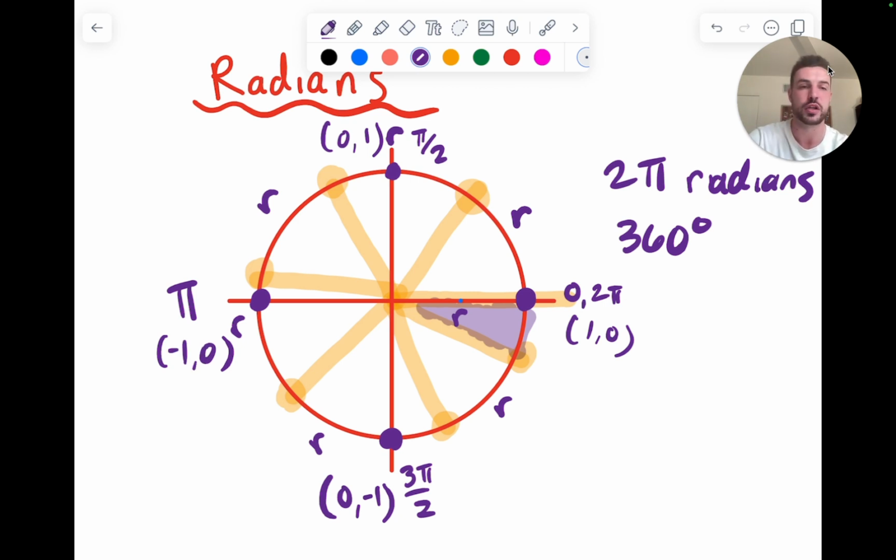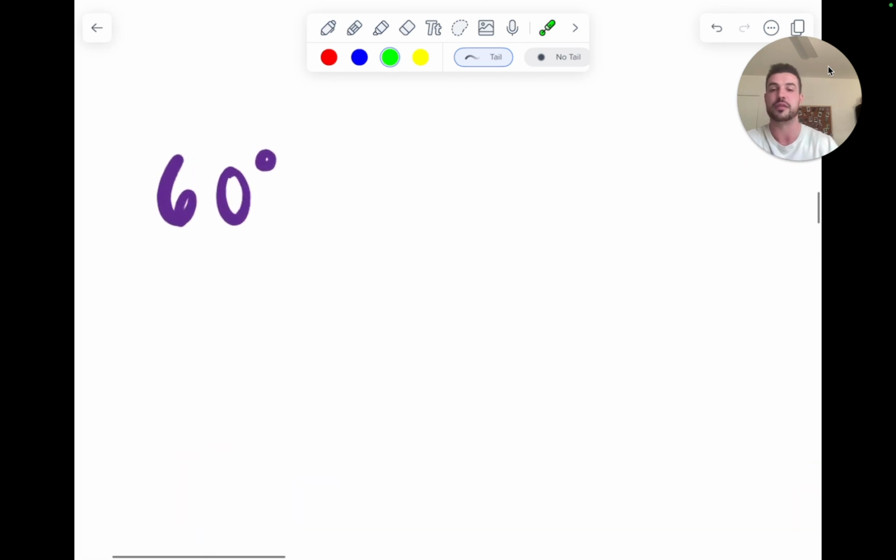All right, so we're going to use this idea, and we are going to start filling in some coordinates on other areas of the unit circle using our trigonometric functions of sine, cosine, and tangent. All right, so before we get into that, what I really want to cover today is how we can convert between degrees and radians.